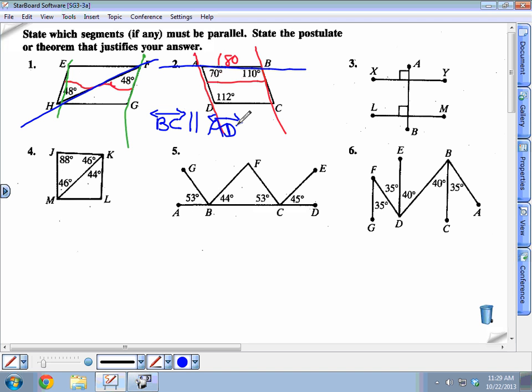Now over here we have two lines cut by a transversal. Are they parallel? Yes. Why? Because the lines are perpendicular to the same line. A line that passes through two lines is perpendicular to one and perpendicular to the other. Basically, you could also say corresponding angles, couldn't you? That's true too, because they are corresponding angles. So we could state which segments must be parallel. We would state segment XY is parallel to segment LM.